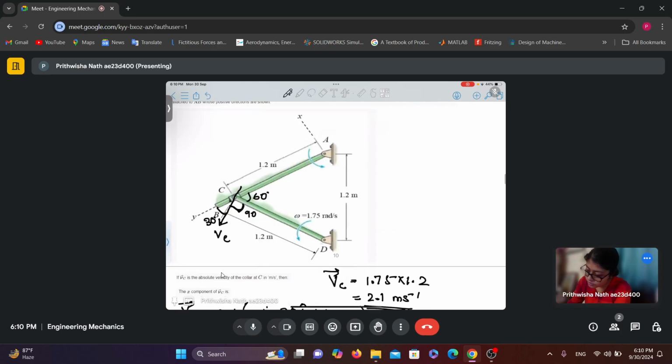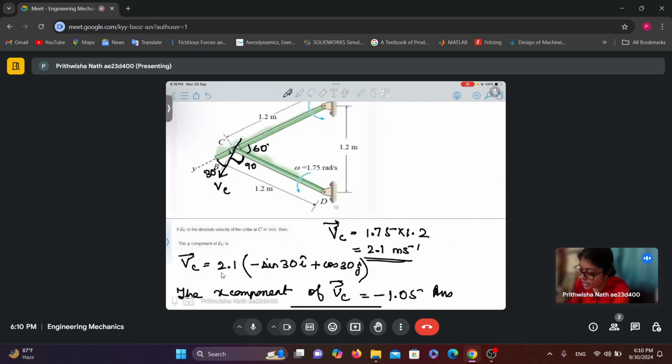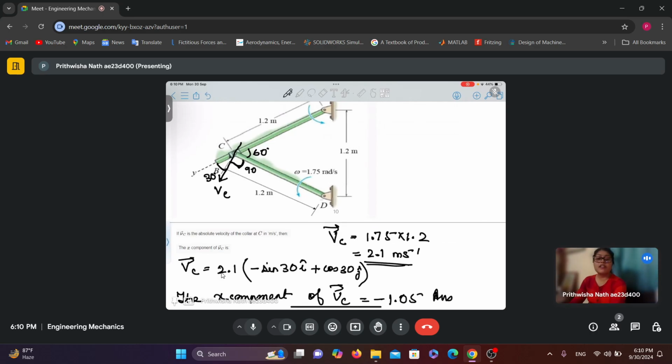Therefore, they have also mentioned Vc is the absolute velocity of the collar in meter per second. So we need to find the x component of Vc. We can write Vc in component form, and first we find out Vc. What is Vc? Omega is given, and we know R also. So it is nothing but 1.75 into 1.2, which is 2.1 meter per second.